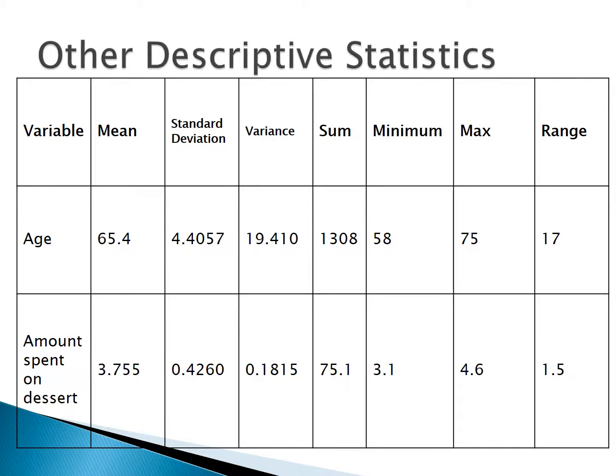Other ways of describing that data: we could look at the mean. We've got age here, and the amount spent on dessert here. Looking at the means of the two of them, 65.4 was the mean age, and the mean amount spent on dessert was €3.75. Then there's the standard deviation, which shows you the variation, and the square of your standard deviation is your variance, and we have that here. You could add them up, get a minimum and a maximum, and we've got a range down here, which is the maximum minus the minimum.